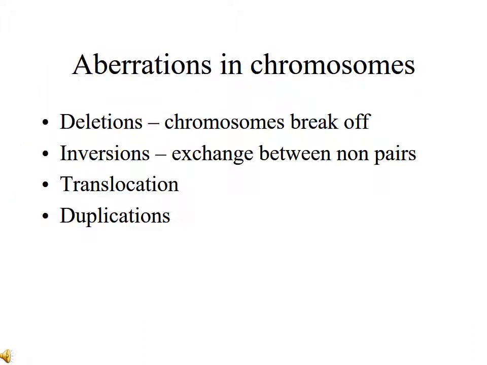There are other problems that may arise, aberrations in chromosomes themselves. Now we're looking at things like deletions, where a big chunk of chromosome breaks off during the process of meiosis; inversions; exchanges between non-pairs, translocation; and duplications. Let's look and see what's going on with chromosomes that start to kind of fall apart.